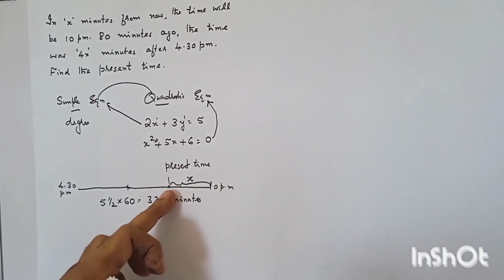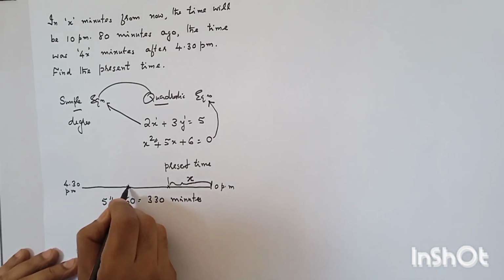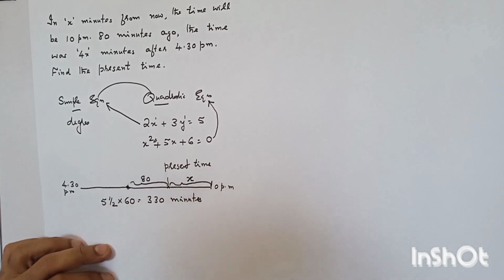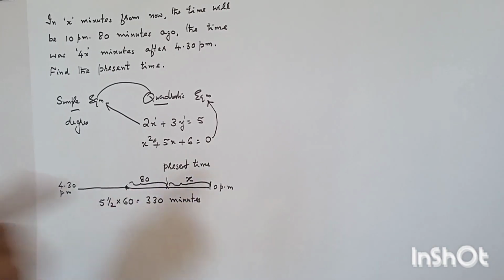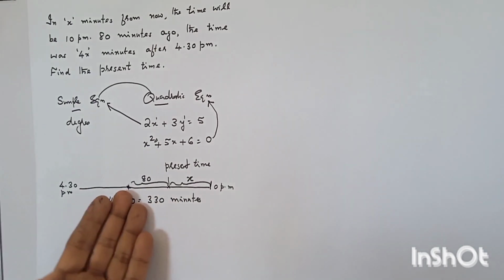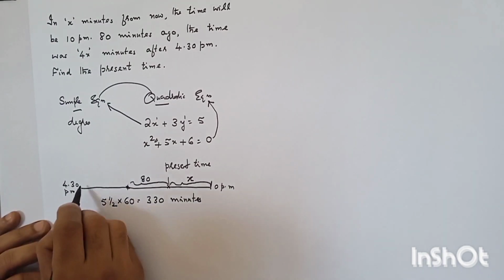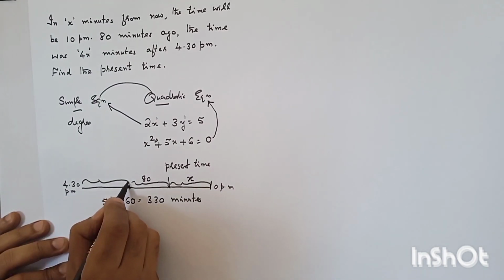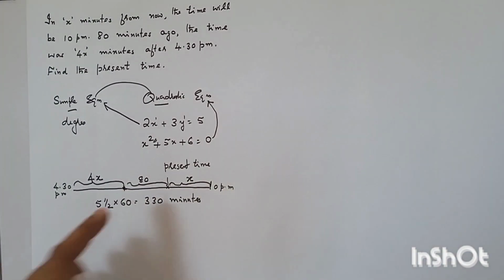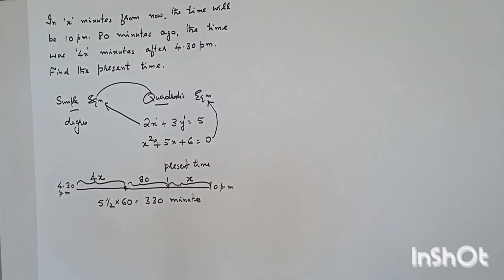Obviously, if there is one point of time here, 80 minutes ago, it will be some other time. Let it be somewhere here, 80 minutes. Now, this time, again, we don't know what it is. As long as we don't know what present time is, you can't identify this time. But this time in the problem is stated to be 4x minutes after 4:30. That means you reach this time if you add 4x minutes to 4:30.